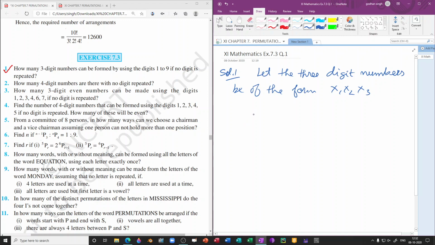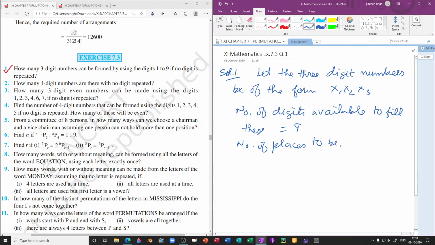Now, how many digits can we use to fill this up? That is 9. The number of digits available to fill this is 9, and the number of places to be filled up is 3.